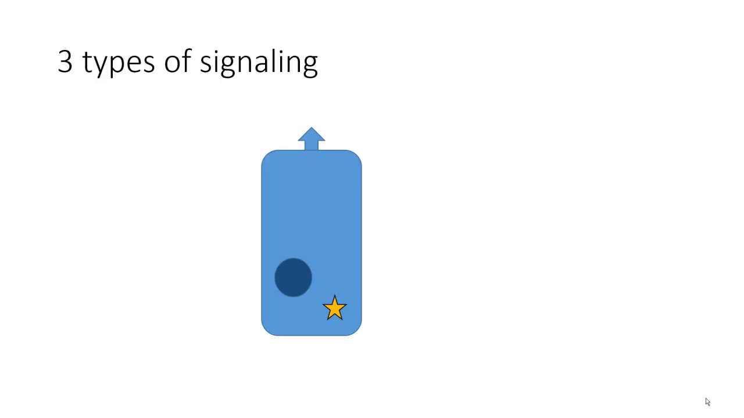We don't have time to get into all the details of it right now, but at least let's get the broad strokes of it so that when we use some of this terminology later on, you'll know what the heck I'm talking about. So there are basically three main kinds of signaling.